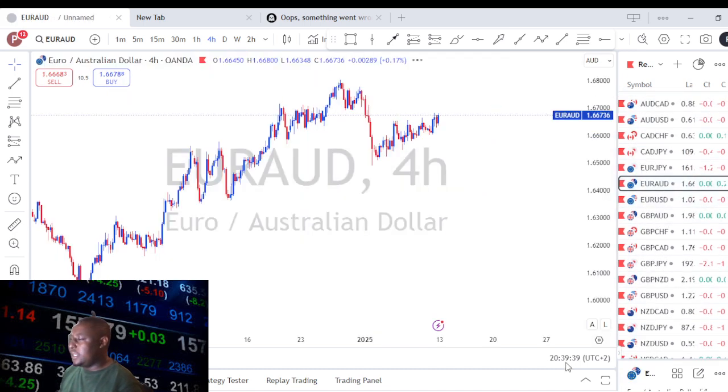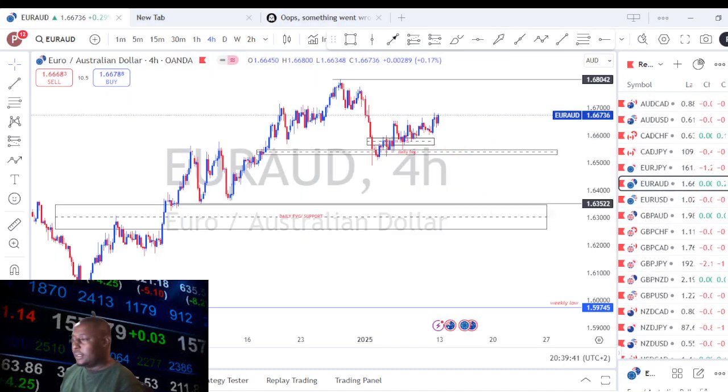So Euro AUD, it's a different case for me specifically. I think it's bullish. Let me just quickly confirm here. I'm just going to quickly confirm on my fundamental. Am I looking for Euro AUD?